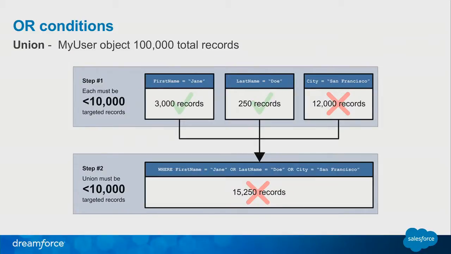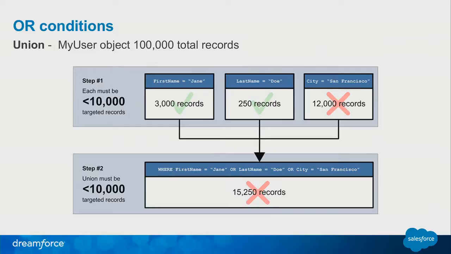All right, same results. First time, 3,000 records, 250 and 12,000. They all have to be below 10,000. So here, the index on city, that filter doesn't meet the criteria. Therefore, the union of this won't either.